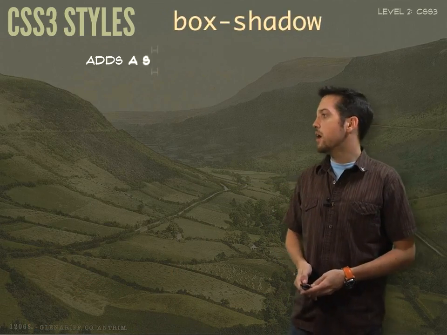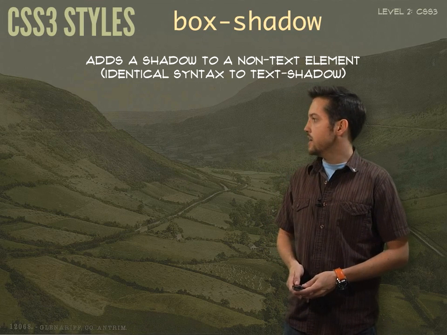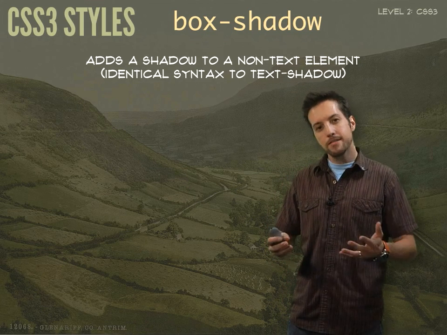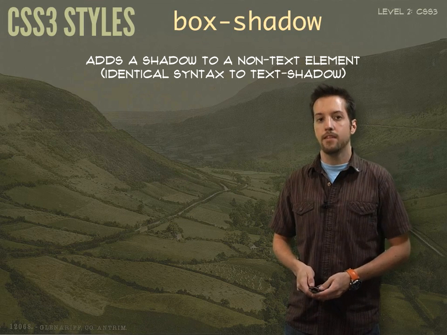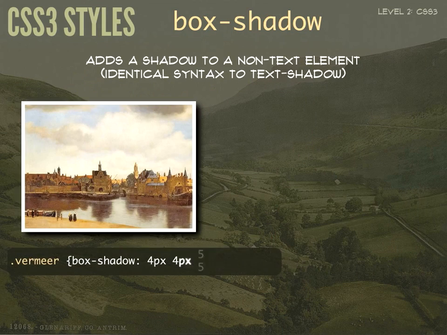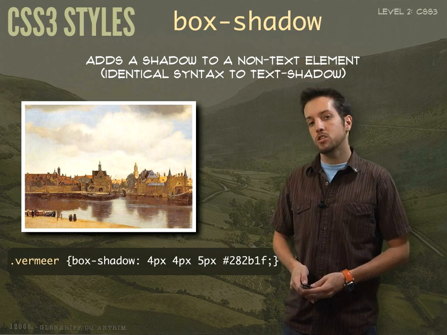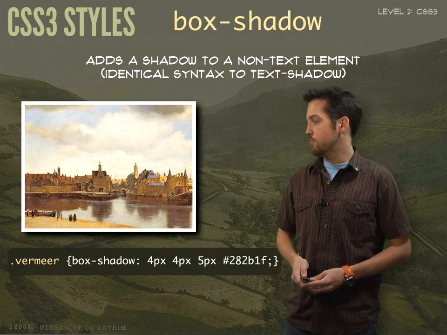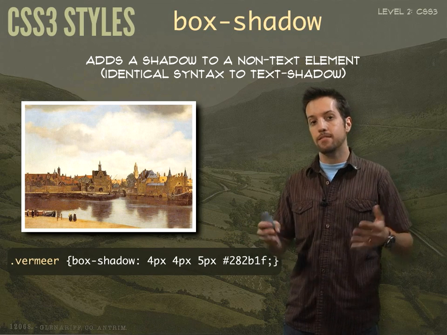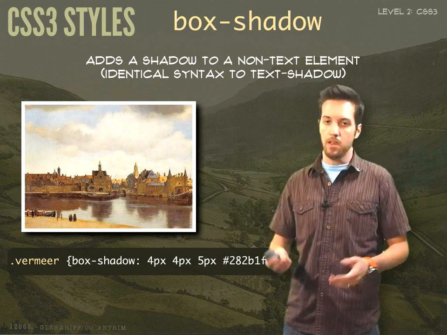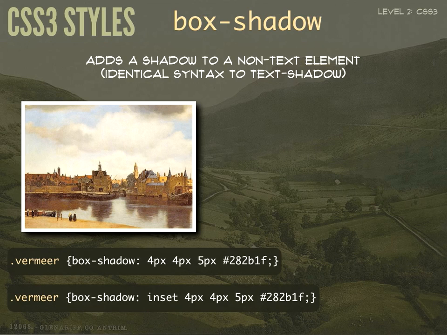Let's move on now to box shadow. Box shadow adds a shadow to a non-text element, and it basically follows the same syntax as text shadow. As we see in our example here, we have an image with a shadow that we can create in CSS as opposed to just saving out an image. In this case, we have our X offset value, our Y offset value, and our blur. Now, one neat thing about box shadow is we can also add an inset property. If we wanted the shadow to be inside of the image as opposed to outside of the image, we can use inset with the same syntax.